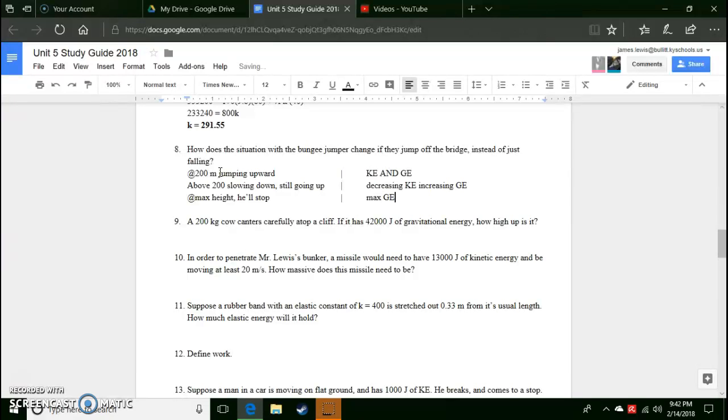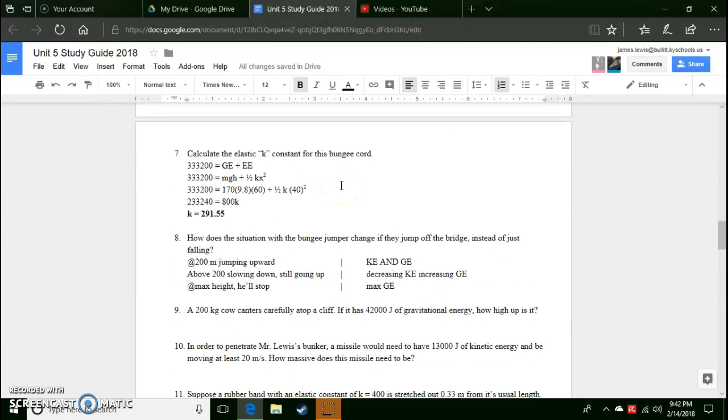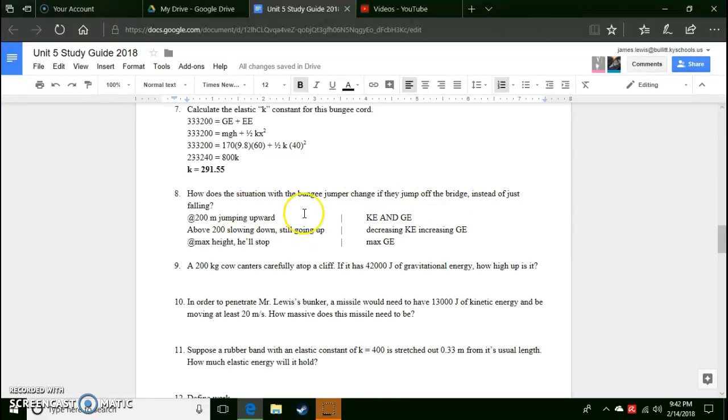That'll be a bigger maximum than we had before because we've added some energy to the system. So this is another change you could point out: it won't be 330,200 anymore. It'll be a little bit higher than that. It'll be adding on that original kinetic energy to the original gravitational energy.